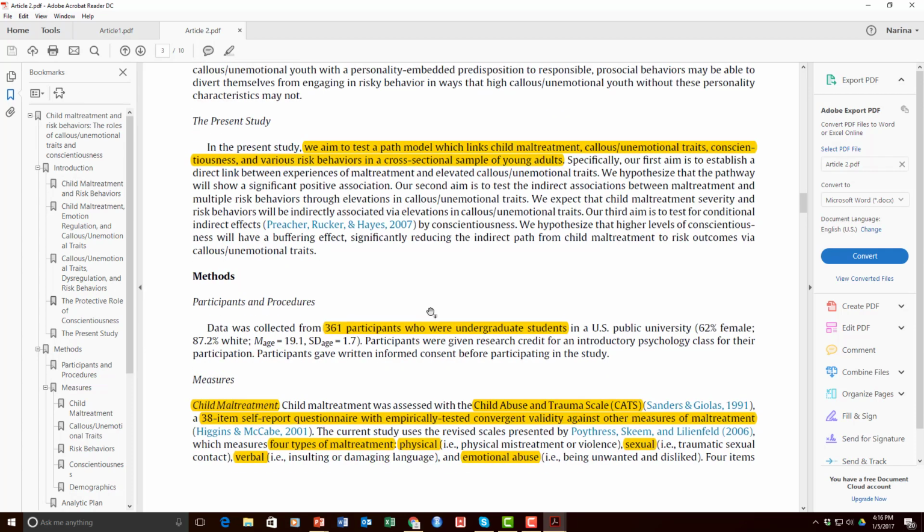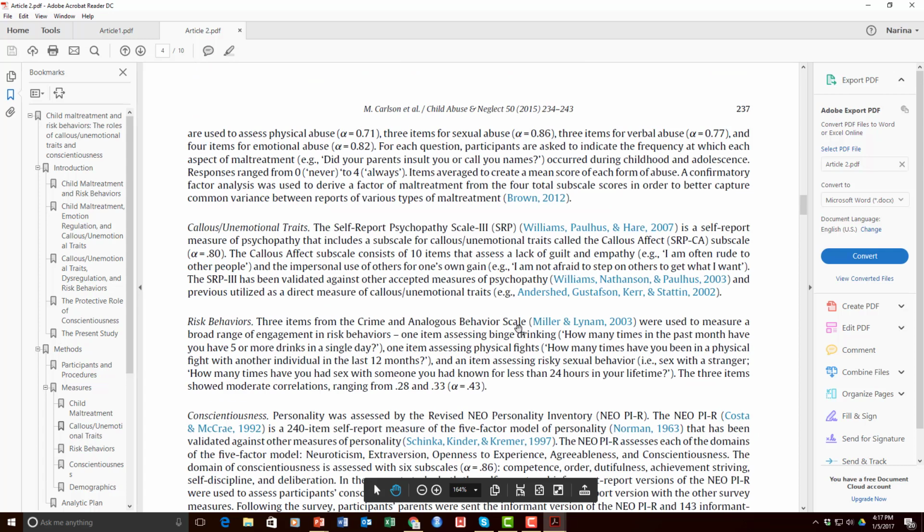Child maltreatment was assessed using this child abuse trauma scale, a 38-item self-report questionnaire with empirically tested convergent validity against other measures of maltreatment. They measured 4 types: physical, sexual, verbal, and emotional abuse. Now, this is probably a good way to define your constructs. They're using a scale that has been validated and tested with other samples. So this is probably a pretty good way to measure maltreatment itself.